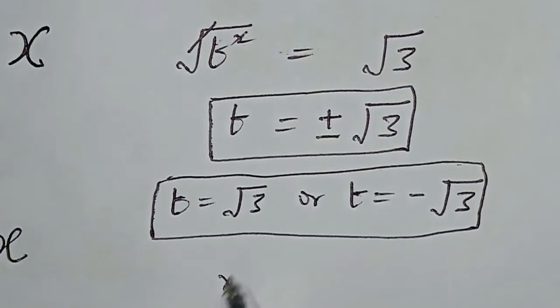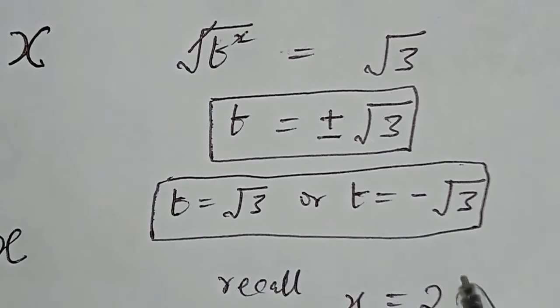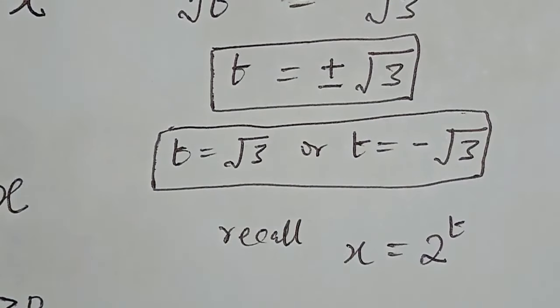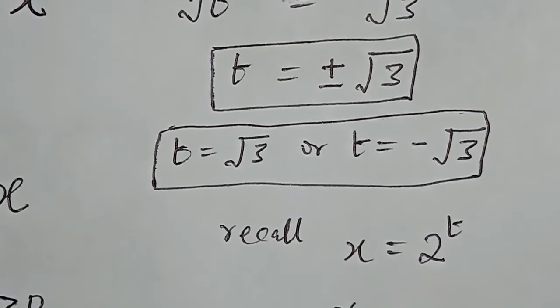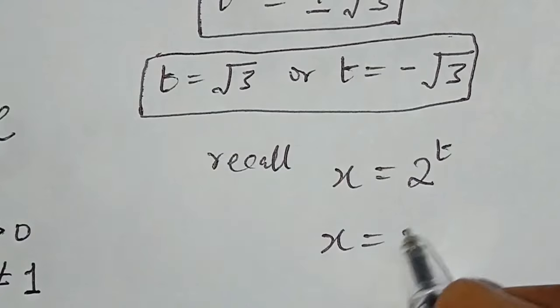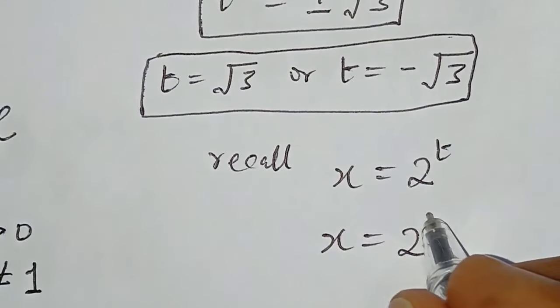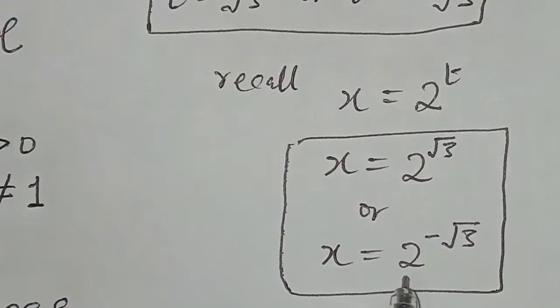In this case, we can recall that our x is equal to 2 to the power of t, since we are asked to find the value of x. So if you substitute t over here, we have x equal to 2 to the power of square root of 3, or x equal to 2 to the power of minus square root of 3. Now, having gotten the value of x, let's verify this value.